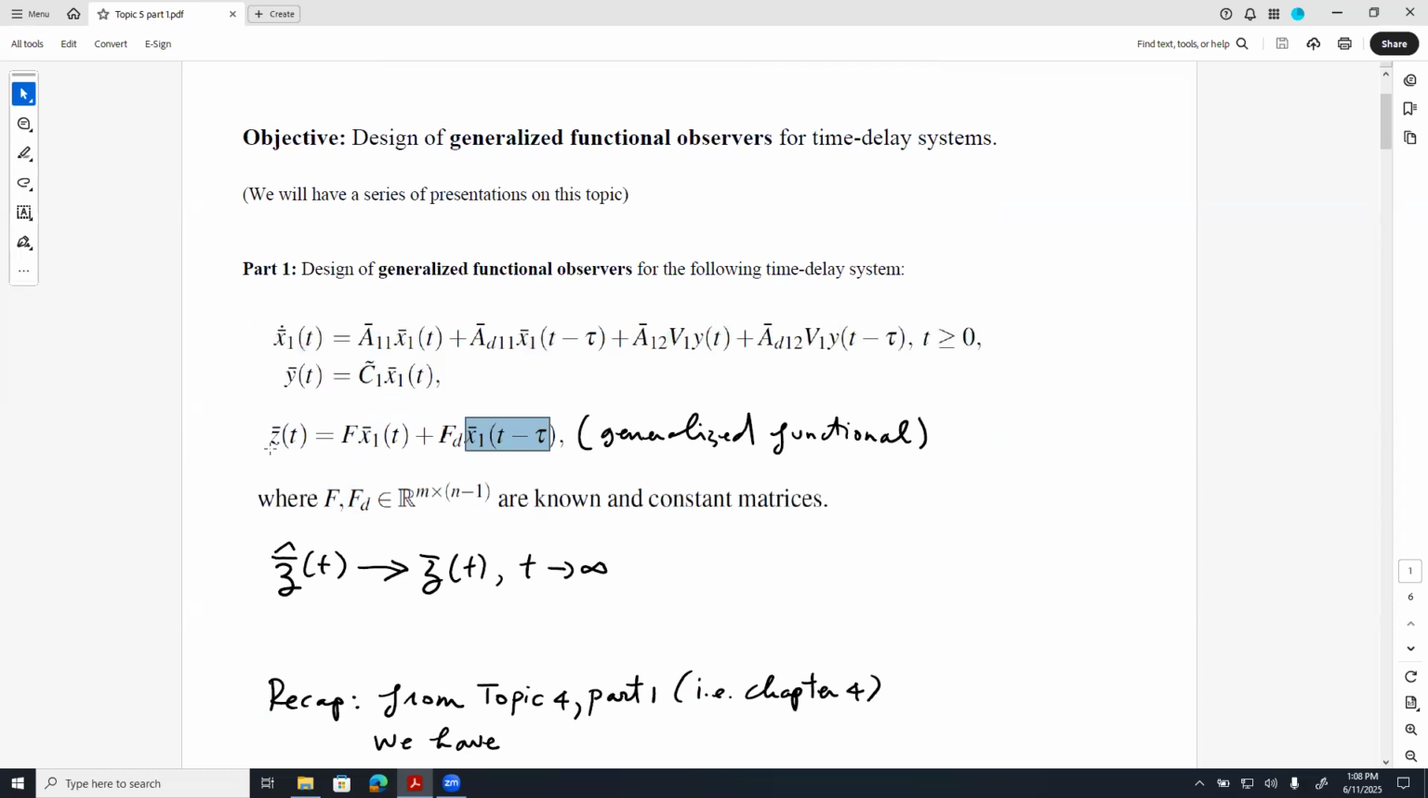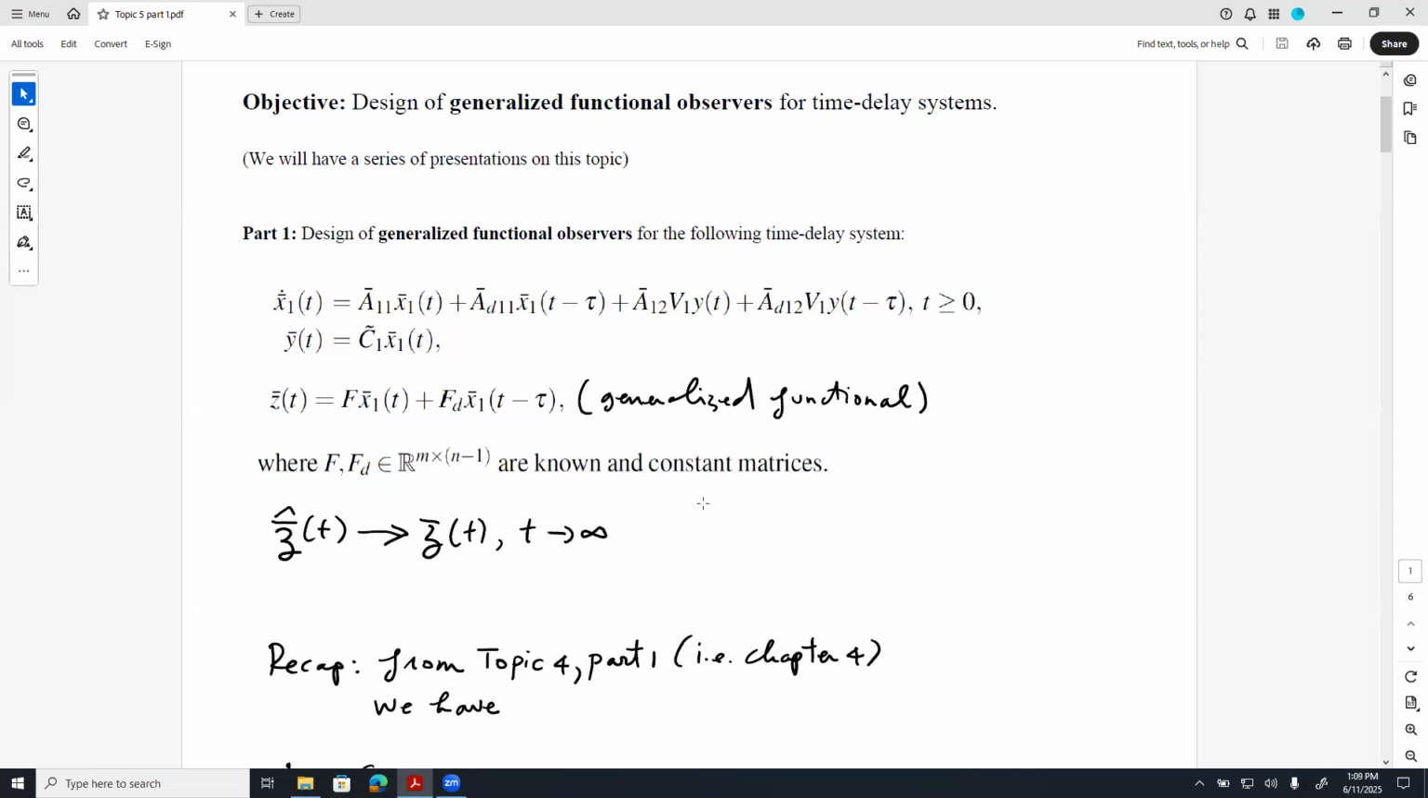And when we address this problem, we can consider it to be like multiple functionals where we could have matrices F and FD of dimension m, where m can be bigger than 1. They are known constant matrices. And just for the sake of the notation, instead of calling it z of t, we call it z bar of t, just to be consistent with all the bar notation in here.